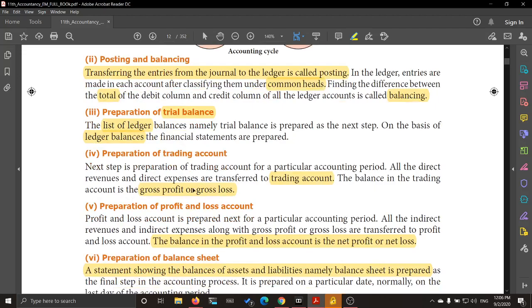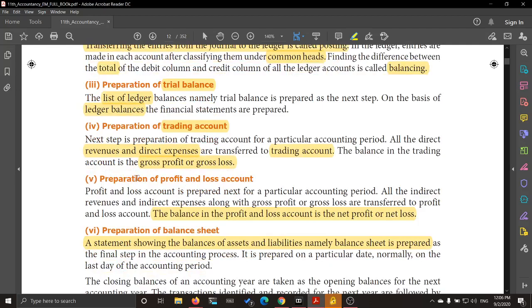So trading accountல வந்து உங்களுக்கு gross profit and gross loss மட்டும்தான் கண்டுபிடிக்க முடியும். Why? Because only all the direct revenues and direct expenses mattum will be entered in this. Now what is direct expense or indirect expense, we'll see that later on. Now you keep in mind in the trading account la direct expenses and direct revenues mattum entry agum. So you can only find gross profit or gross loss by preparing what account? Trading account.